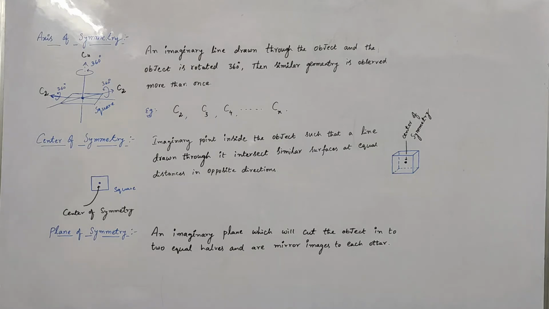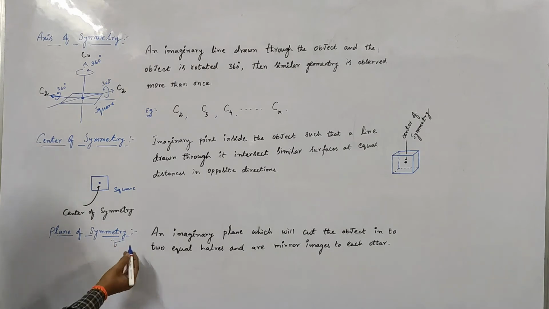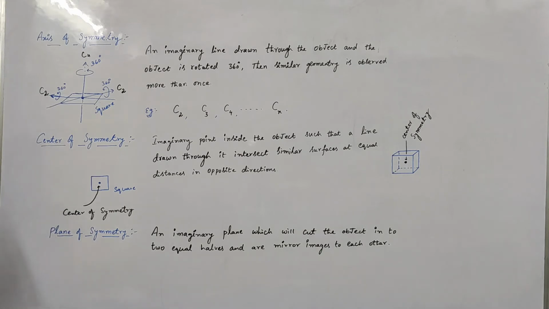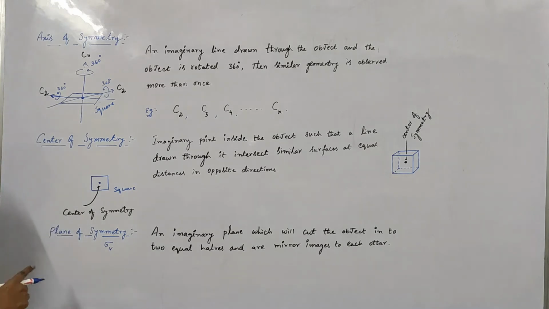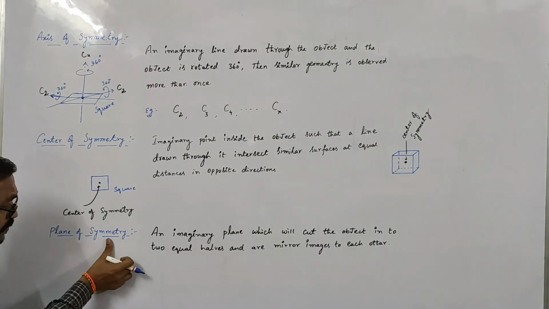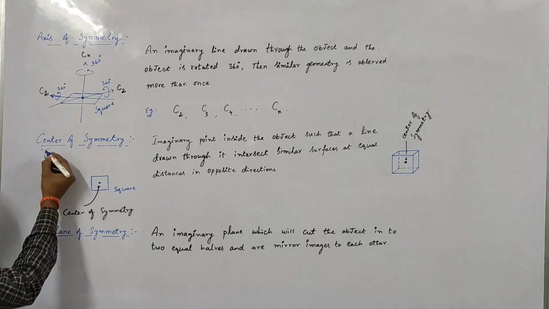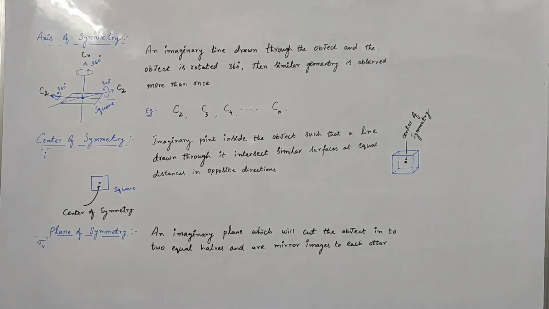Right? Of course, center of symmetry is indicated by the symbol I. Plane of symmetry is indicated by the symbol sigma. We indicate this plane of symmetry using the symbol sigma, sigma 2, or simply sigma, or sigma v. We don't care about that symbol. Center of symmetry is indicated by the symbol I. It is not necessary for us.